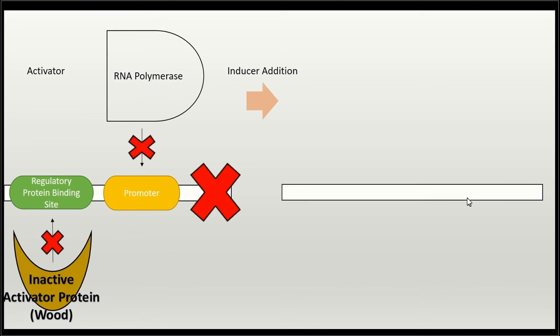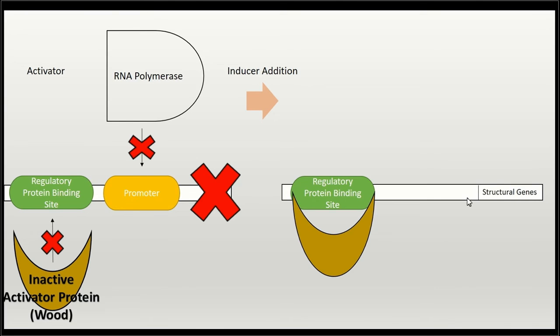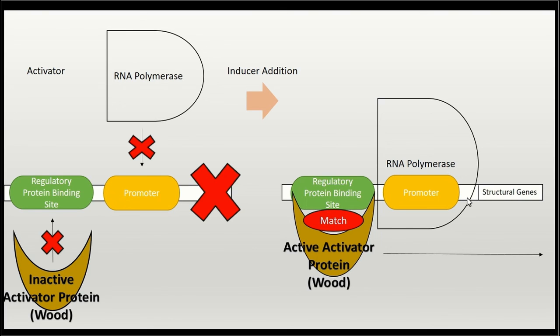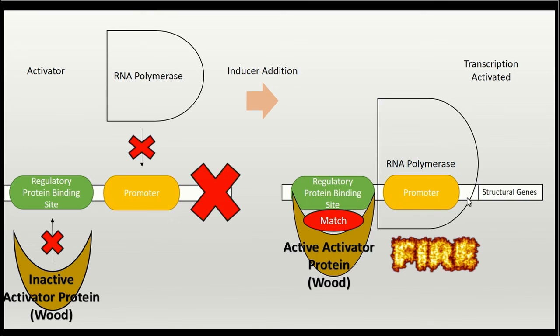When the inducer is added, you have your structural genes and you have your regulatory protein binding site. When you add the match, it becomes an active activator protein, so the wood has its small molecule on it. And RNA polymerase can now bind to the promoter, transcription is activated, and the fire is started.